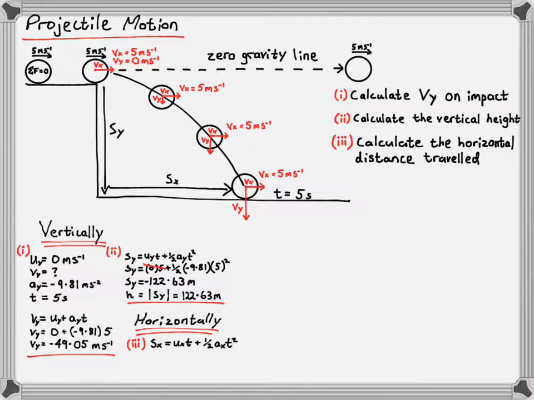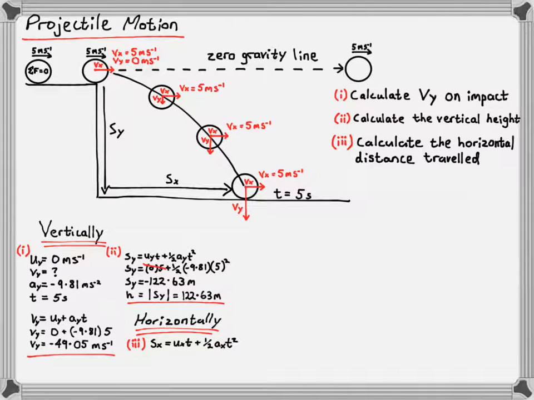So we can use our equation, s is equal to ut plus a half at squared, but now we're dealing in the x direction. So it's sx is equal to ux times t plus a half ax times t squared. Let's think about what all these values are. What's ux? The initial horizontal velocity. It's the same as vx. It doesn't change throughout the motion. It's 5 meters per second. Remember, the horizontal velocity is constant throughout the motion.